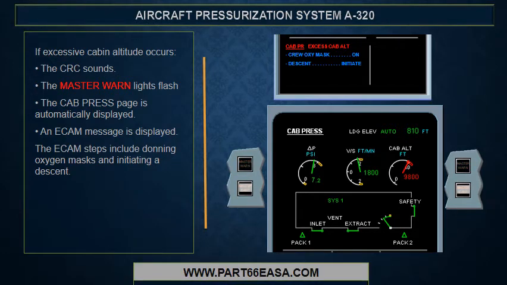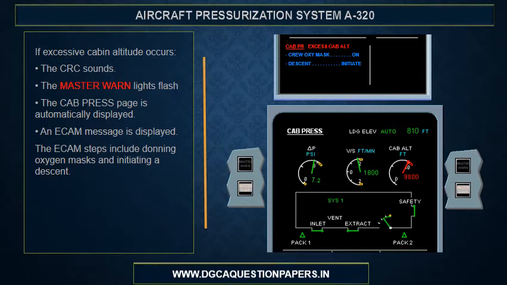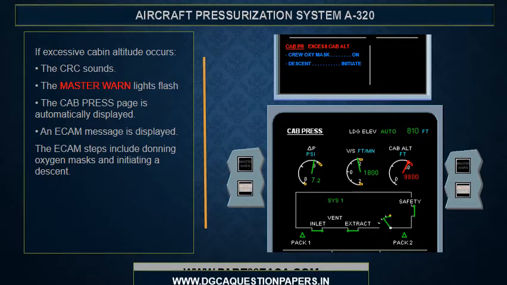If excessive cabin altitude occurs, the CRC sounds. The master warn lights flash, and the cab press page is automatically displayed. An ECAM message is displayed. The ECAM steps include donning oxygen masks and initiating a descent.